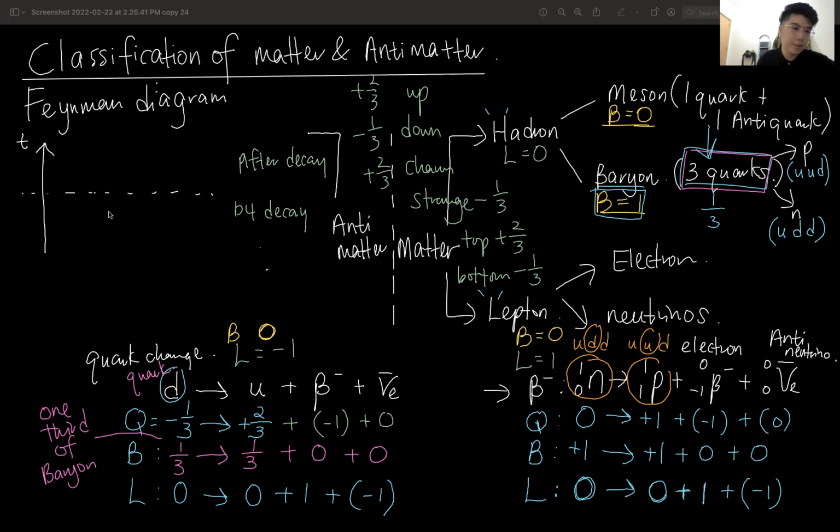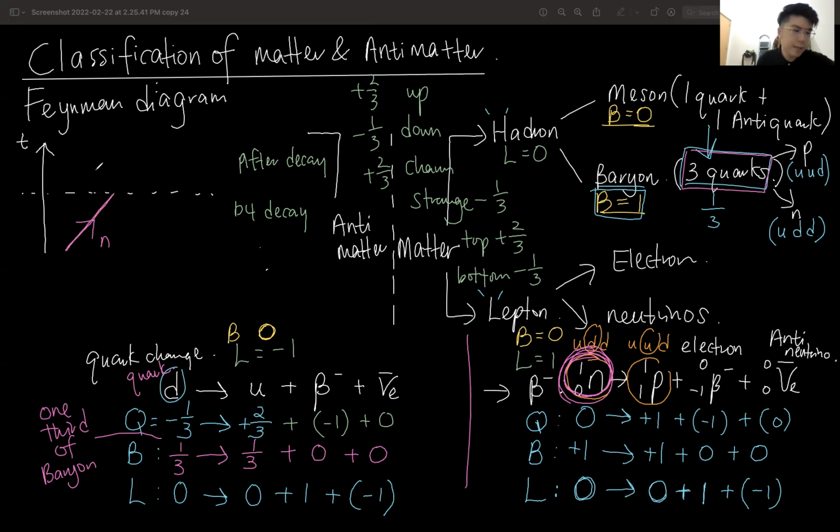First, before decay, it was a neutron, correct? Here, we look at this example, the equation on the bottom right. Before decay, it was a neutron. So I'm going to draw one arrow pointing upward like this. This represents N, the neutron. The arrow is pointing up because time is going up, so it follows the time axis.